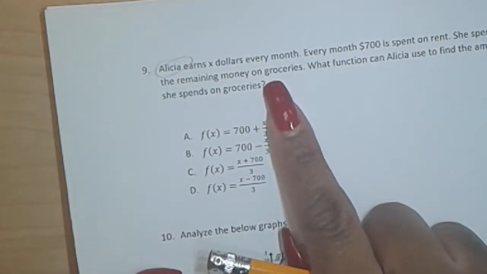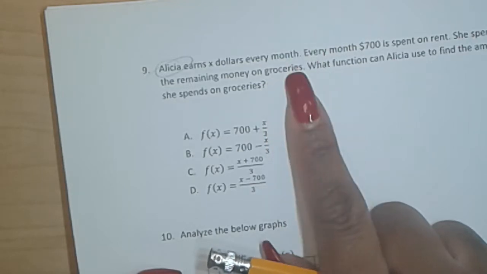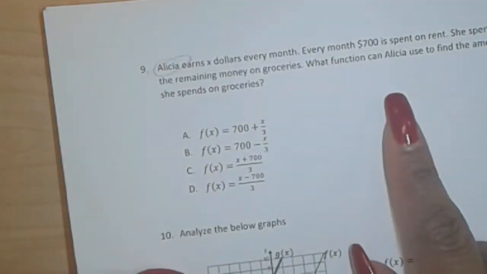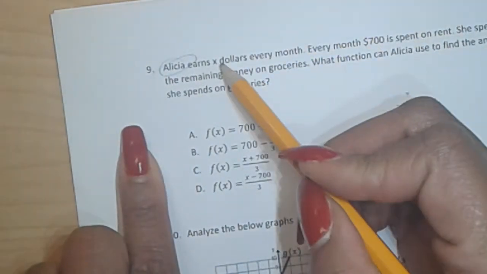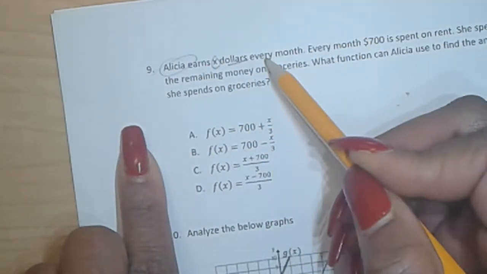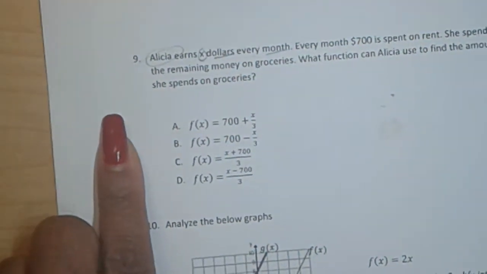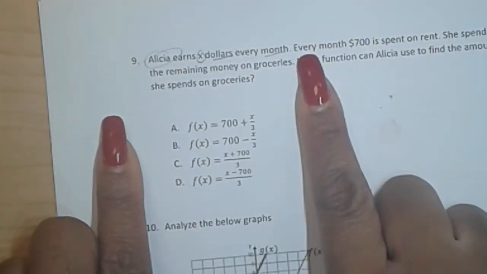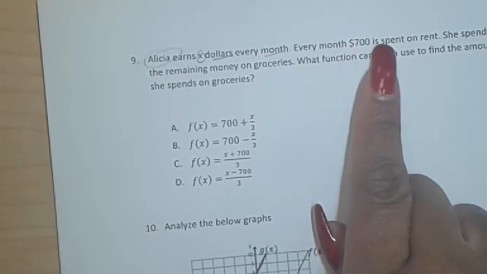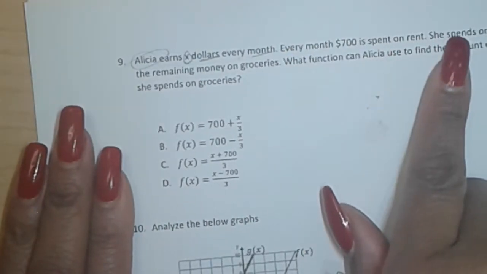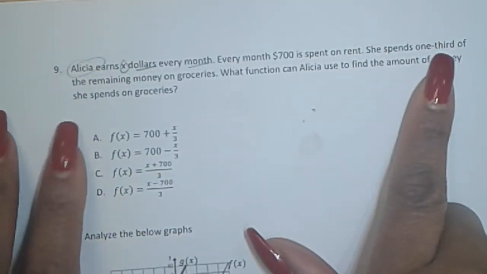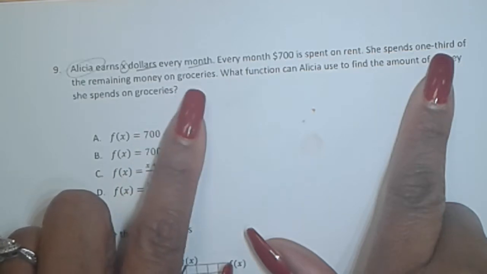Now we're going to read number 9. And this is what I do. I call her Miss A. Why? Because she's going to earn X dollars every month. Alicia is earning X dollars every month. Now, every month, $700 is spent on rent. Oh, boy. And she spends 1/3 of the remaining money on groceries.